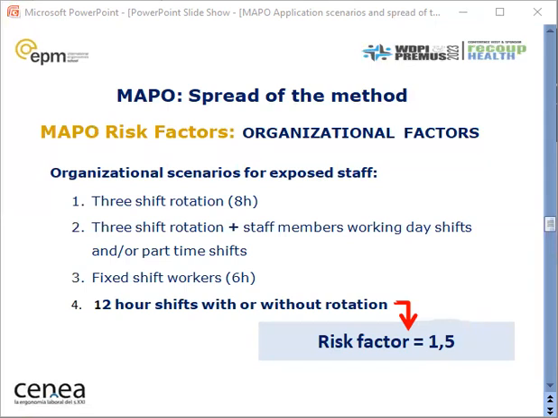But in the case of 12-hour shift workers, it adds two problems. Firstly, the lack of concentration between the 9th and 12th hour. And secondly, a multiplier risk factor of 1.5 with respect to the MAPO index for operators rotating on 3 shifts.